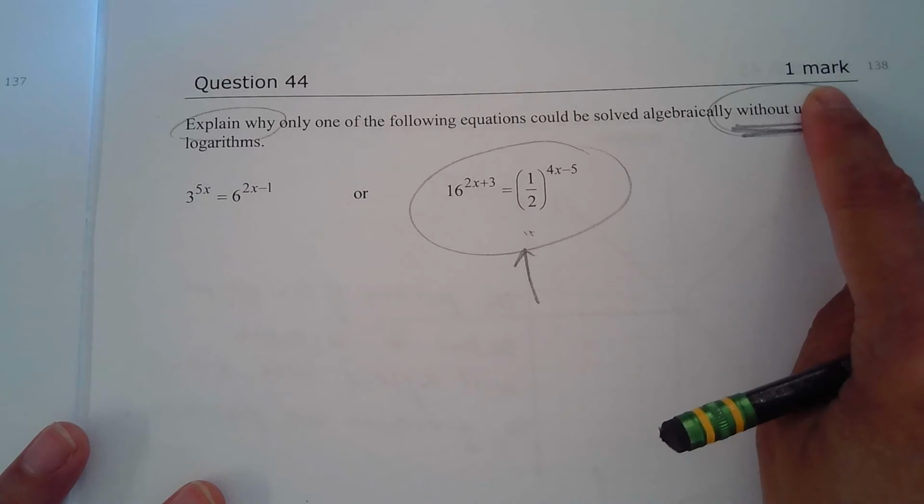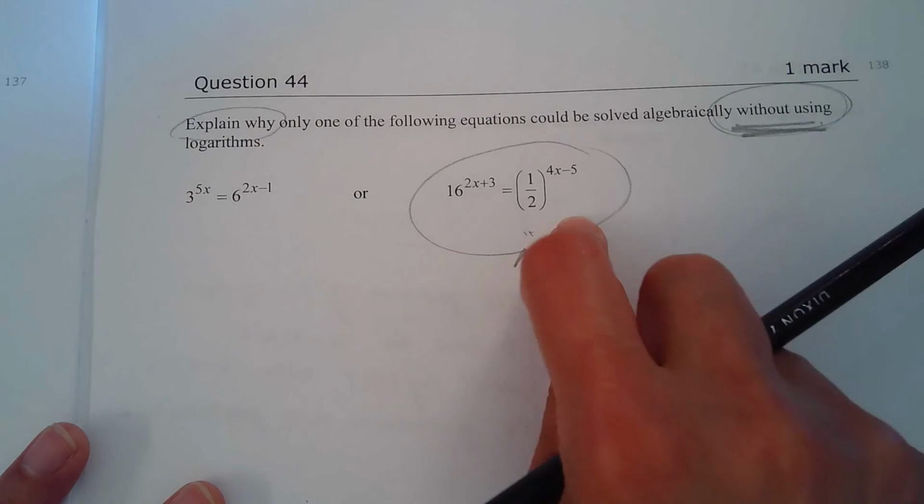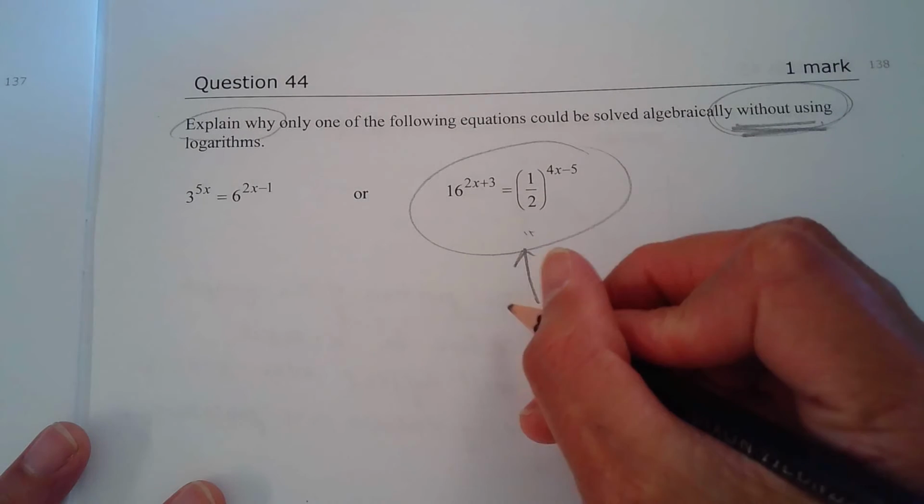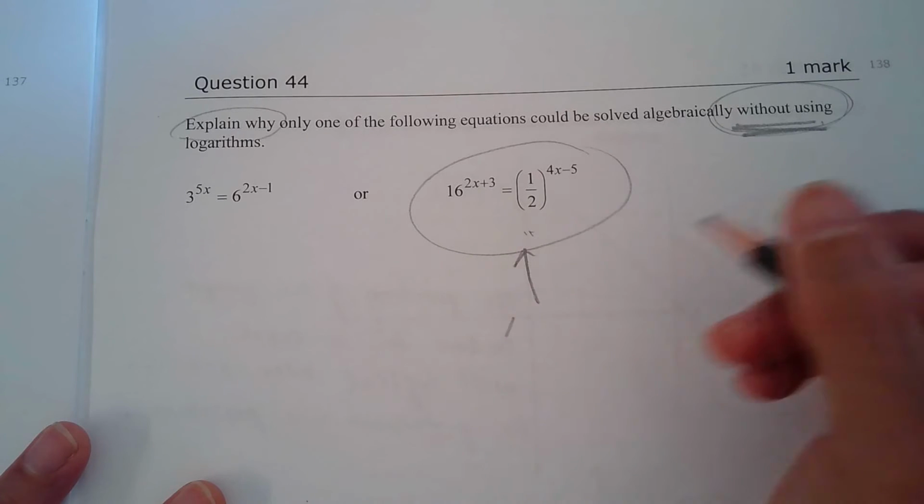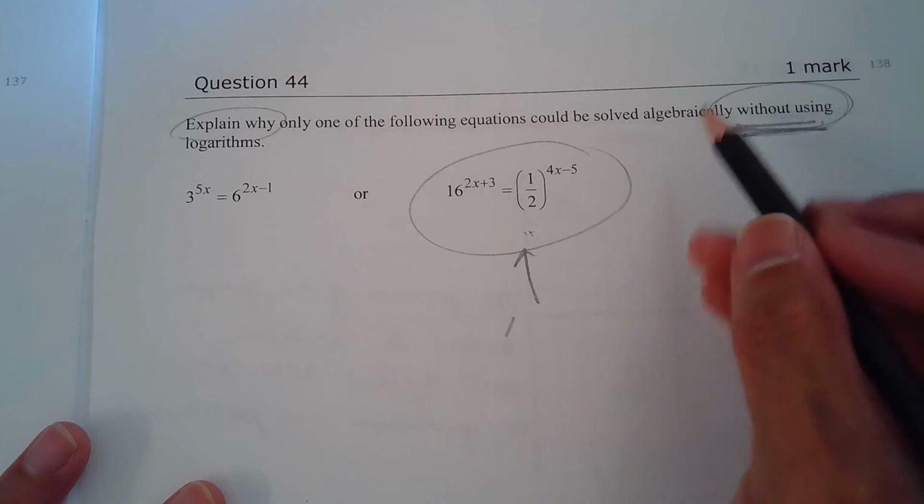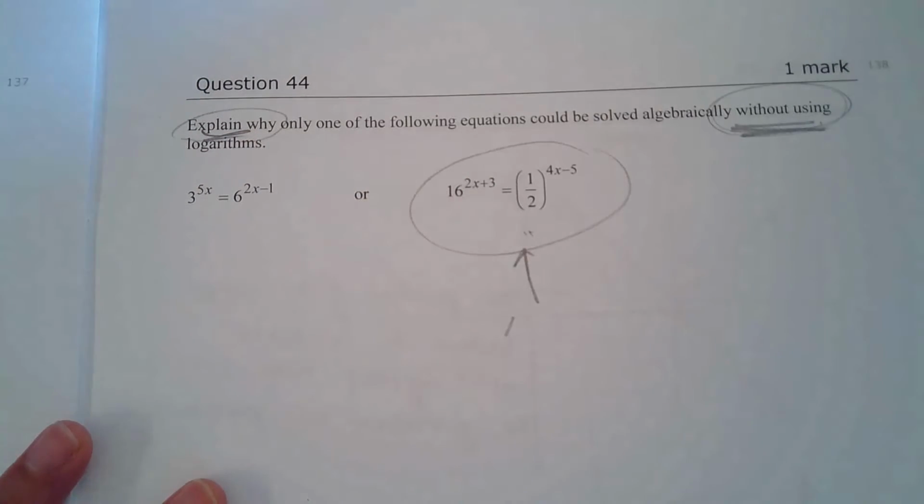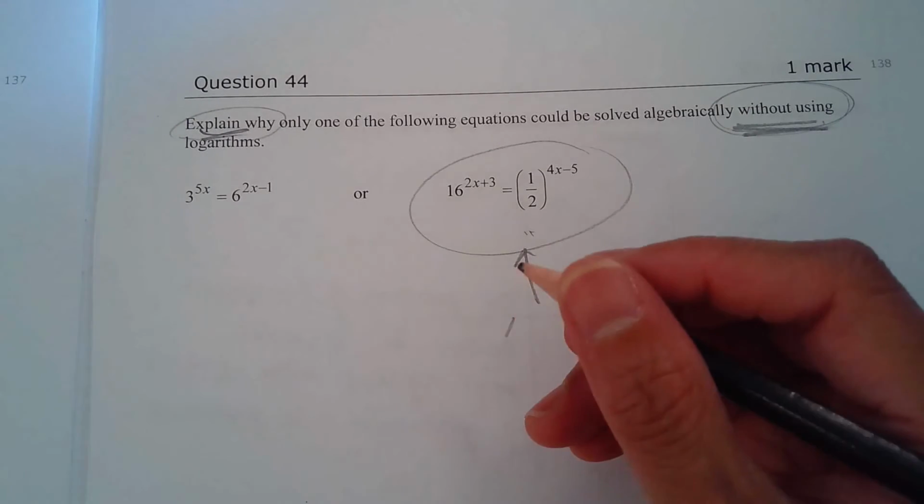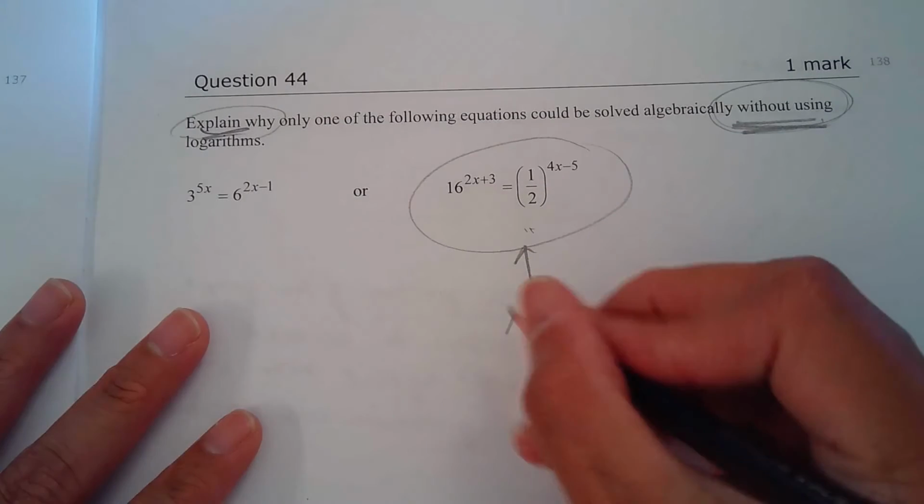The one mark is not for choosing, the one mark is for explaining why. I just solved it. Do you have to use words? Yeah, because it says explain. But isn't this explaining? Okay, write it in words. What did you do to solve it without it? Change the base.